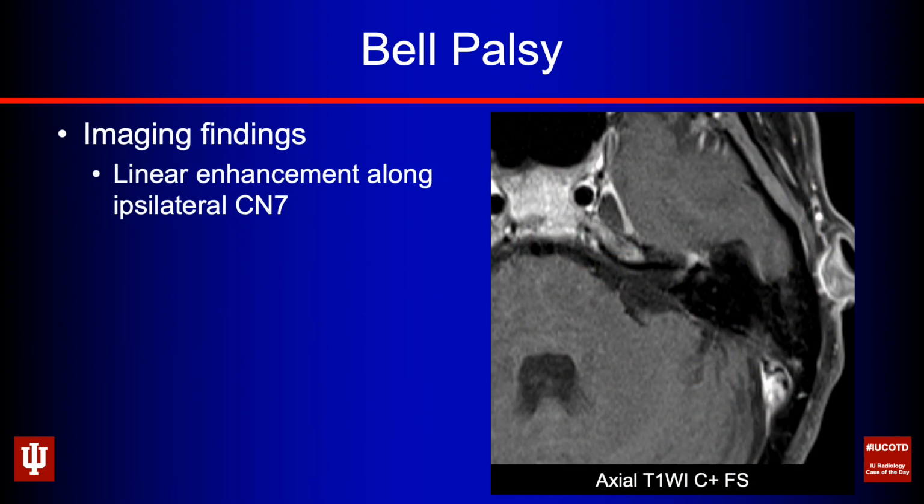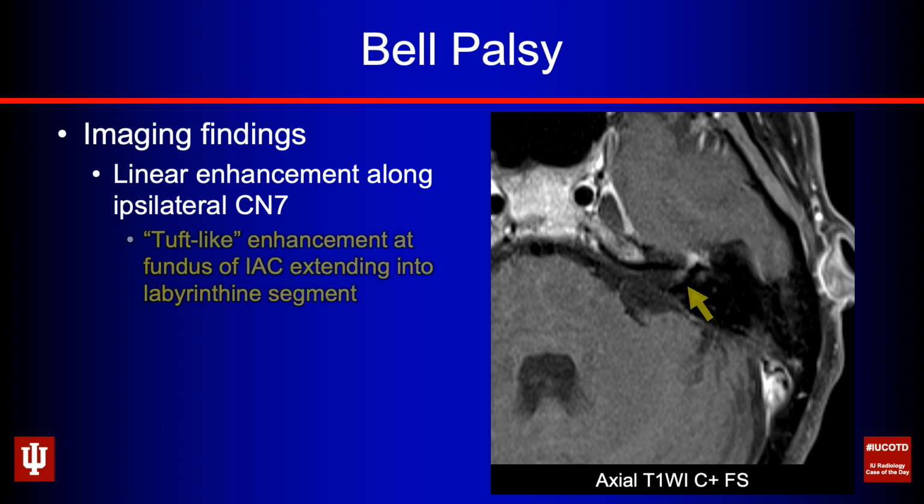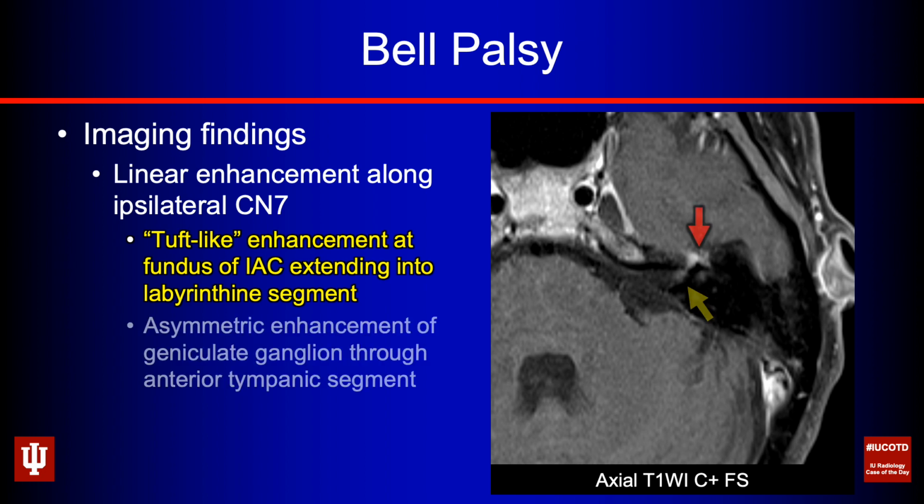What does it look like on imaging? Well, the classic appearance is this neuritis appearance. These patients will have linear enhancement along the ipsilateral involved facial nerve segment. And it's been reported that they get tuft-like enhancement at the fundus of the internal auditory canal that extends up into the labyrinthine segment. They may also have asymmetric enhancement of the geniculate ganglion, wrapping its way through the anterior tympanic segment.